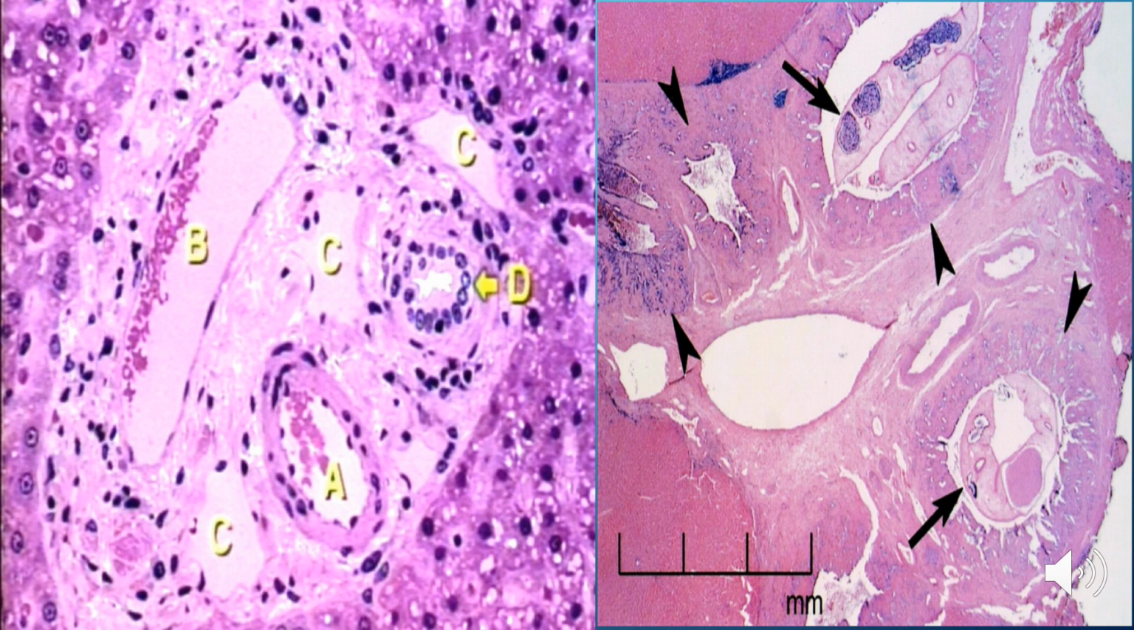Now take a look at the picture of the portal triad on the left side of the screen. Letter A is hepatic artery, letter B is portal vein, and letter D, dog, is the bile duct. Now, on the right side of the screen, that's a cut section of the liver from someone who has clonorchiasis or opisthorchiasis. This is the hepatic artery, this is the portal vein, and this is the bile duct. Take a look at the worm in its center, and please do appreciate the fibrotic changes around the bile duct.